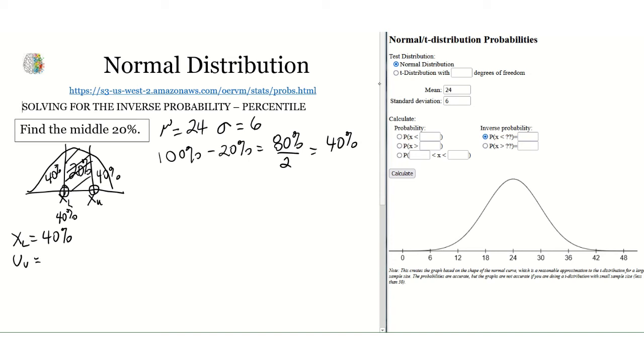And my upper boundary is going to be at 60% because I've got 40% plus 20%, which gives me 60%. So now that I have my percentages, I know what I'm going to solve for. So let's draw the pictures. It's going to be similar to what we did with the interquartile range. I'm going to first solve for my lower 40% so that I can get my lower value. Then I'm going to solve for the upper boundary.